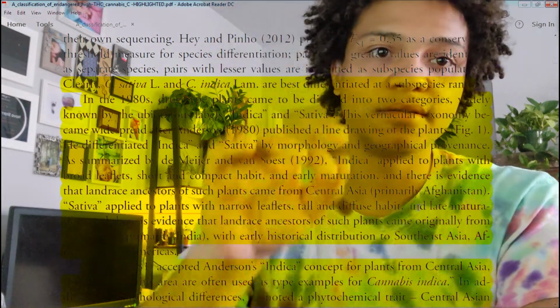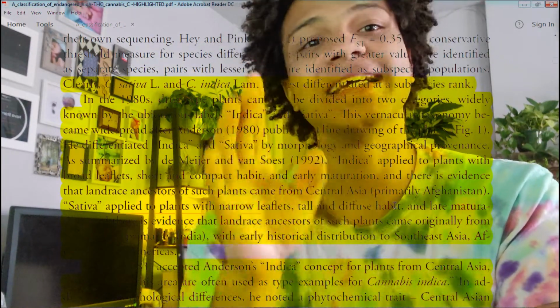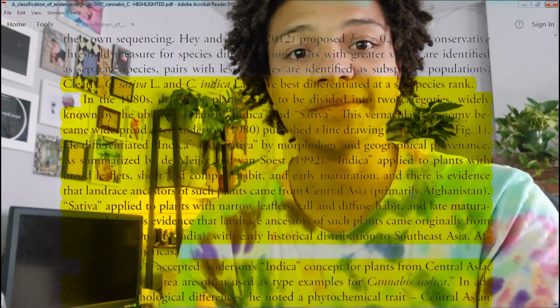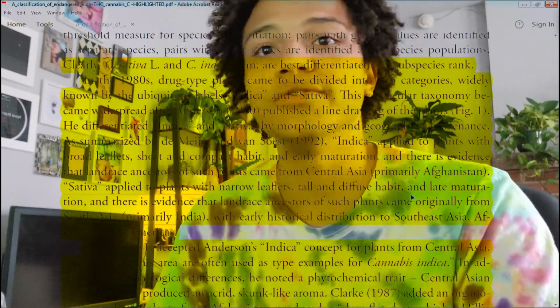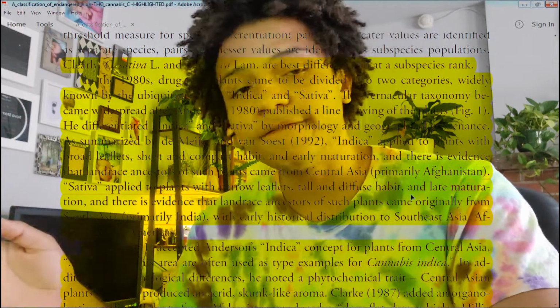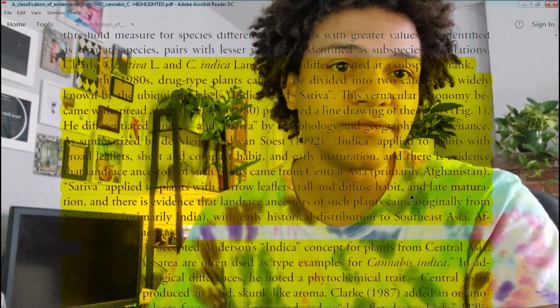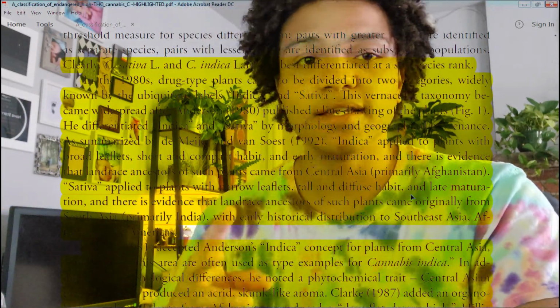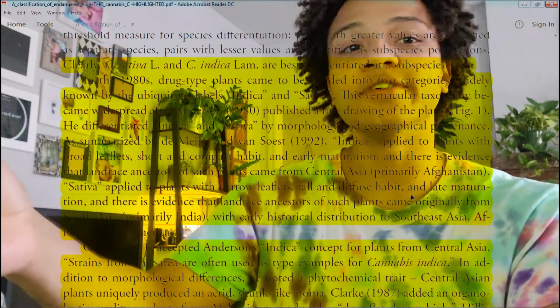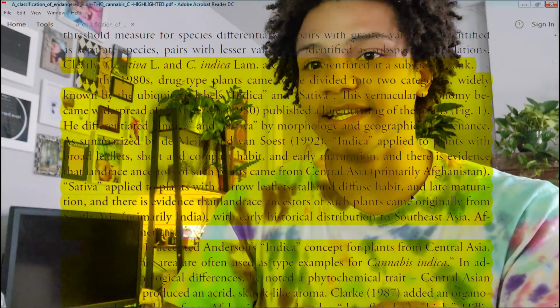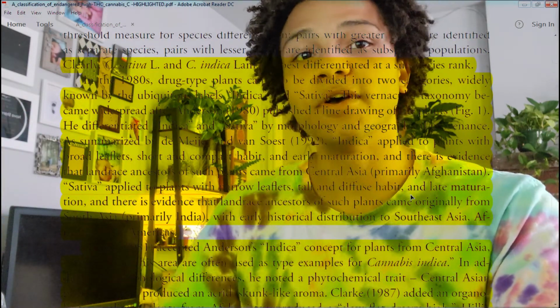See, so that is where the trademark indica and sativa comes from. It has nothing to do with effects or how it makes you feel. The name doesn't correlate to effect. You heard it right there. That is what indica and sativa originally meant.